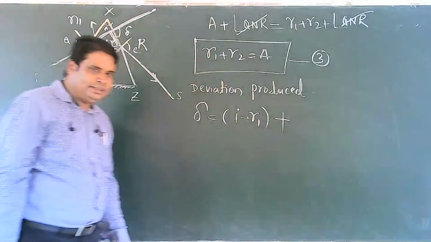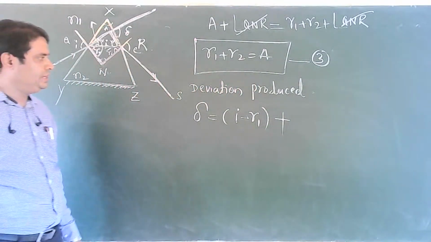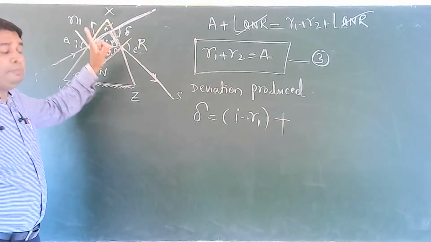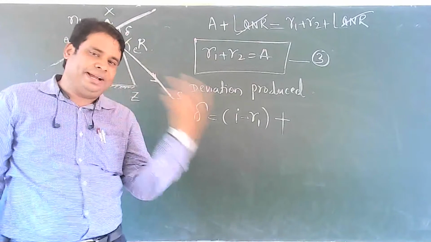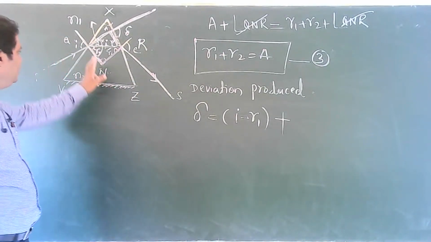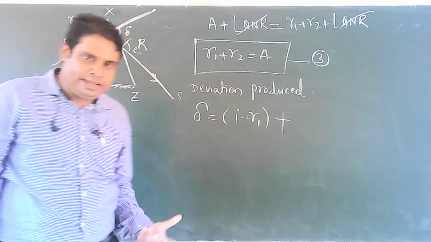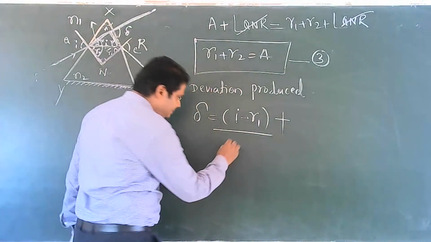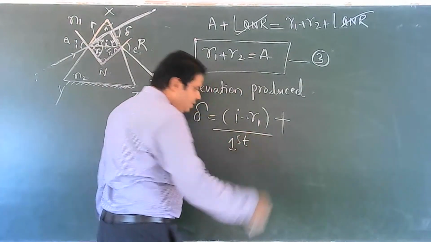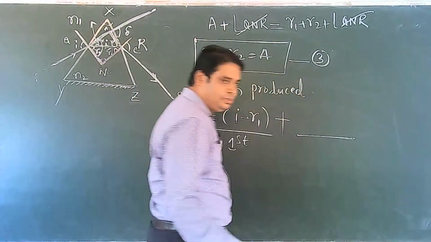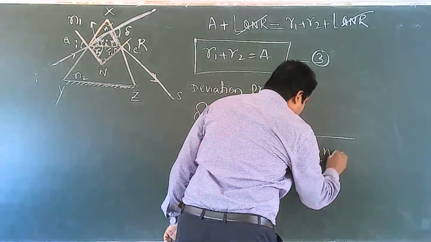Plus y plus deviation produced is exactly equal to deviation produced by first surface plus deviation produced by second surface. Total deviation is equal to deviation produced by first surface and deviation produced by second surface. This is deviation produced by first surface. Now I have to write deviation produced by second surface.